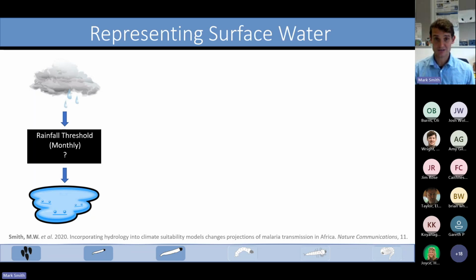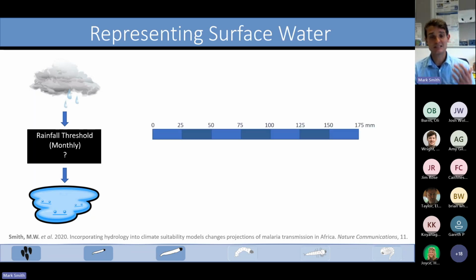It was bypassed altogether. And when you looked at the literature into the monthly rainfall threshold that you need for suitable malaria transmission, people had measured this in different places, and the classic number that you see is 80 millimeters a month from the MARA model.